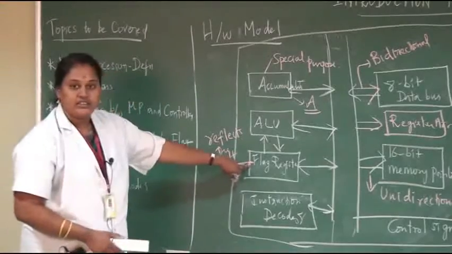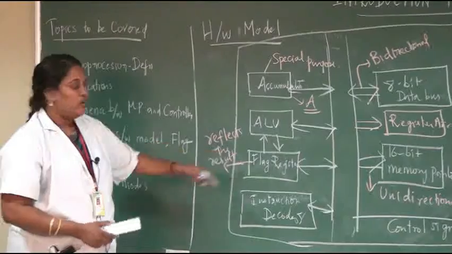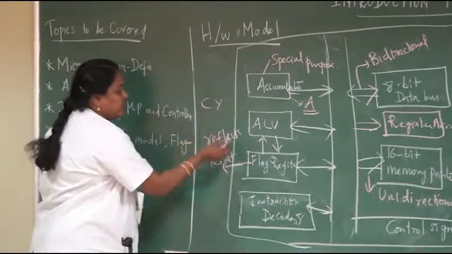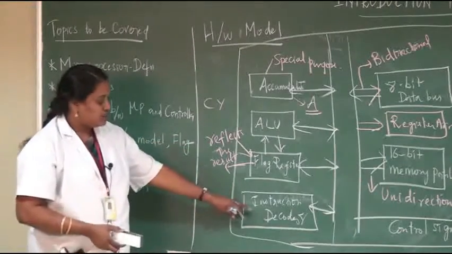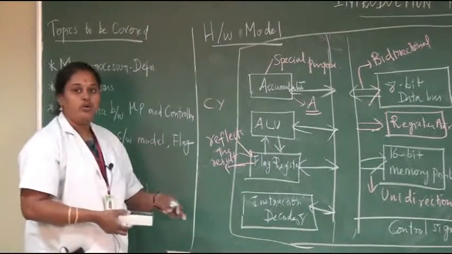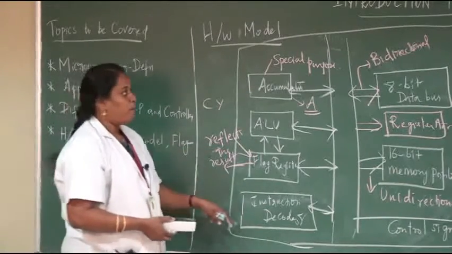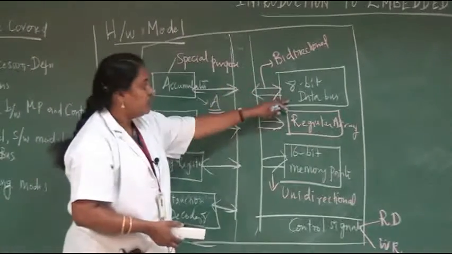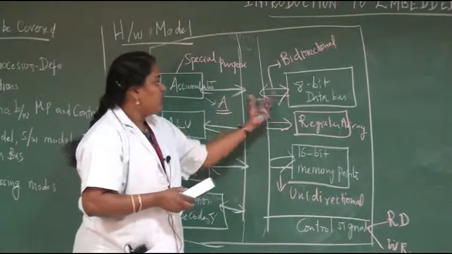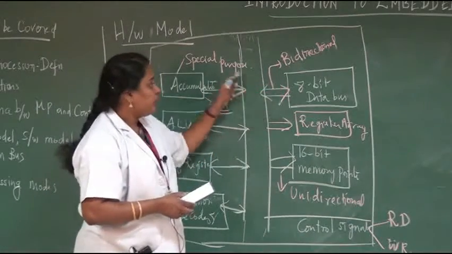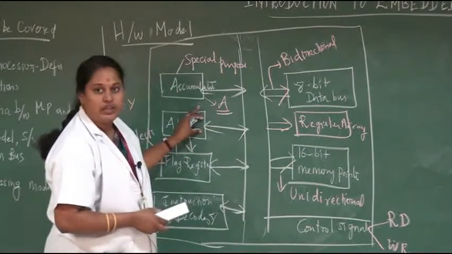And next is the flag register, which is going to reflect the result of the previous arithmetic operation. For example, suppose a carry is generated, it is reflected in the flag register. And we have one more component called the instruction decoder, which is going to decode the instruction given to the processor in a processor understandable form. And we have a bidirectional data bus which is going to carry the data required for the processing, sending and receiving data in both directions. And we have a register array which is going to support the operation of ALU.